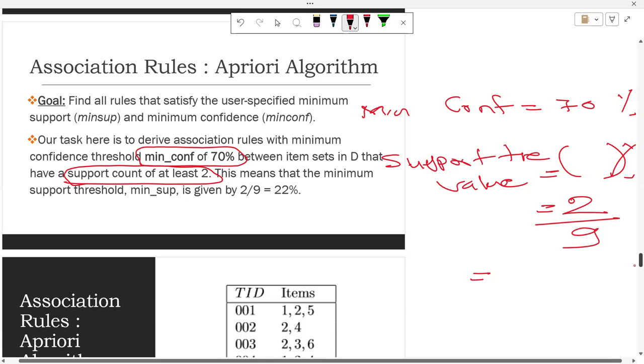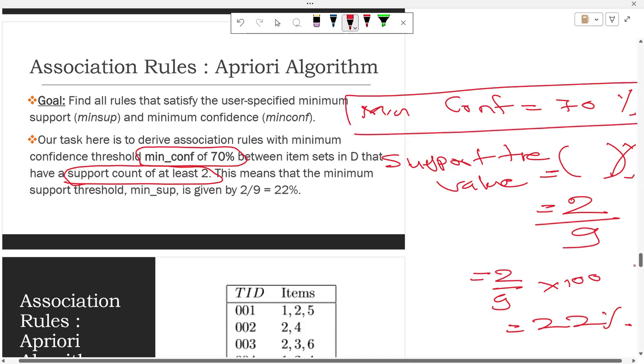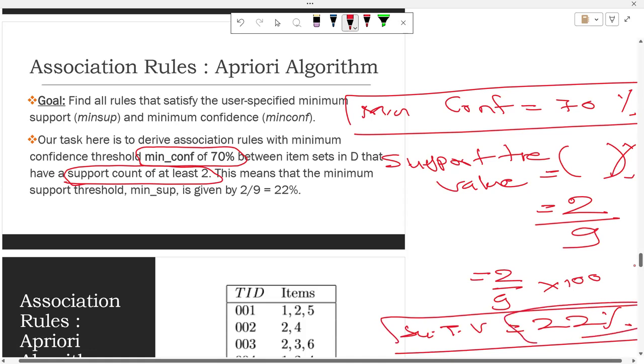So 2 divided by 9, multiplied by 100. So they are telling 22% is the support threshold value, right? So the minimum confidence is 70%, right? Support threshold value is 22%. Sometimes they give it as a percentage, sometimes as a number, right? Here they are telling it as a number value. So it means the minimum support count of at least 2.